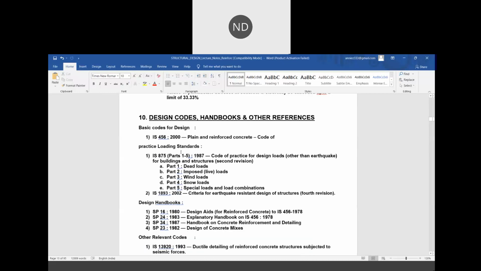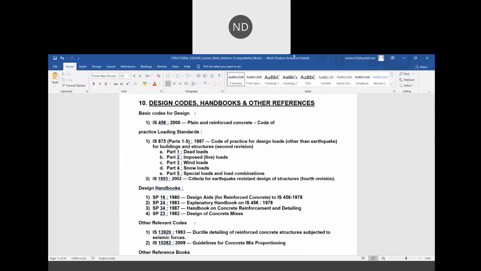Design codes, handbooks, and other references. These are your design codes, handbooks, and other references which you will require in your structural engineering designs. So, IS 456 2000 is for what? These are important things, like you should know which IS code is for what.